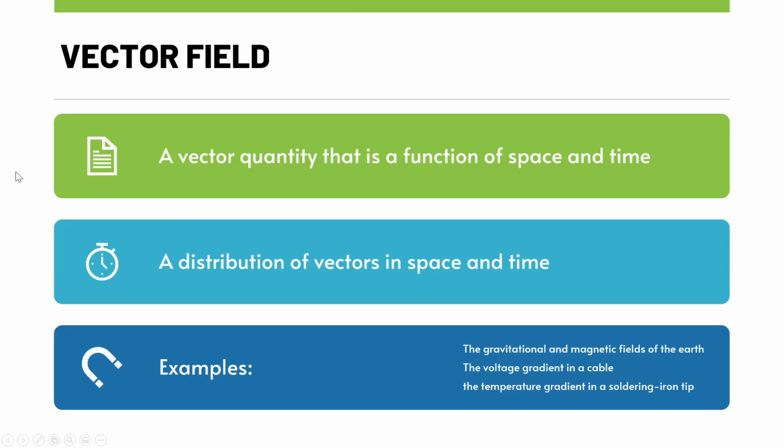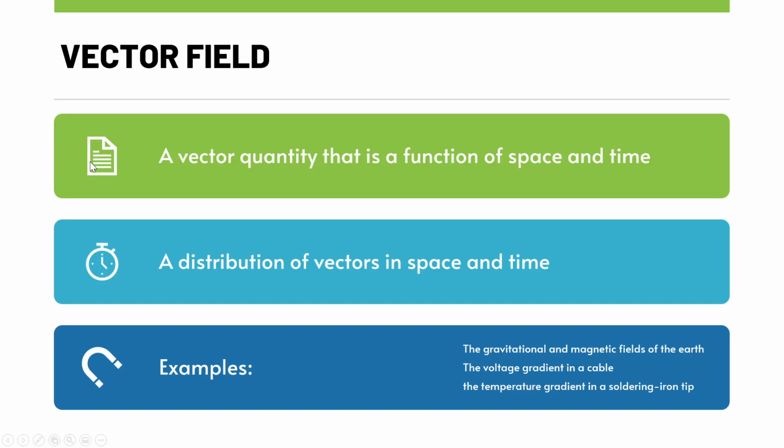The second type of field is the vector field. Vector fields are vector quantities that are a function of space and time. These are usually distributions of vectors in space and time. So for example, we have the gravitational and magnetic fields of the Earth, the voltage gradient in a cable, and the temperature gradient in a soldering iron tip.